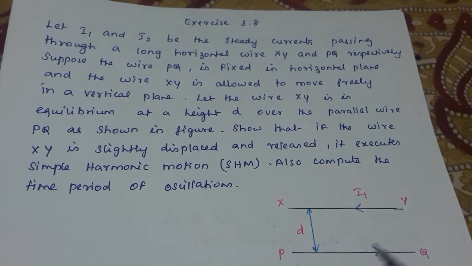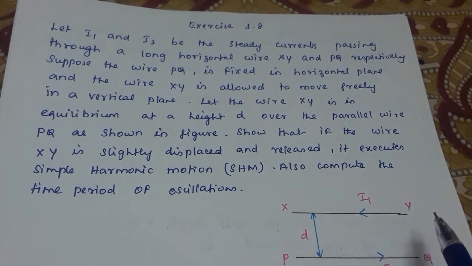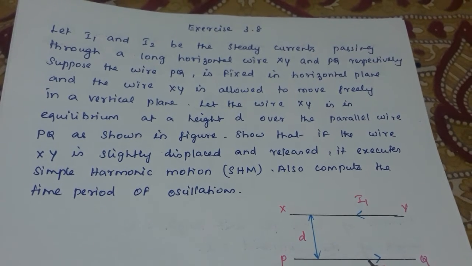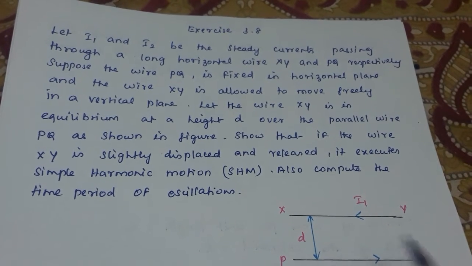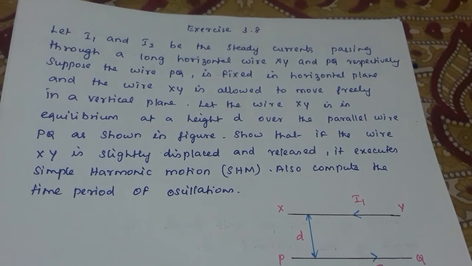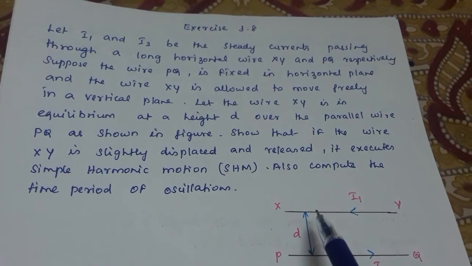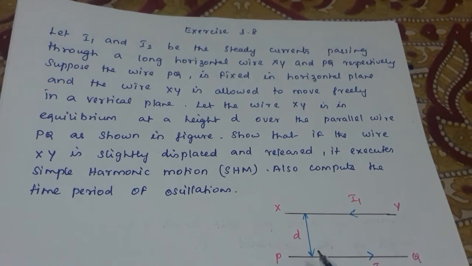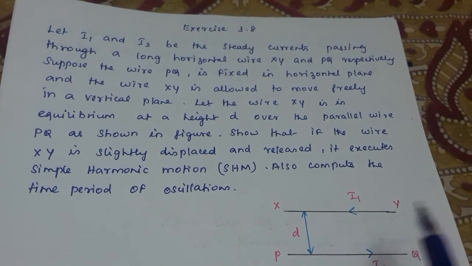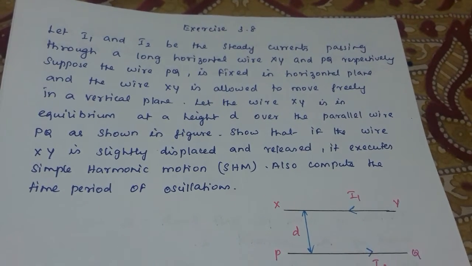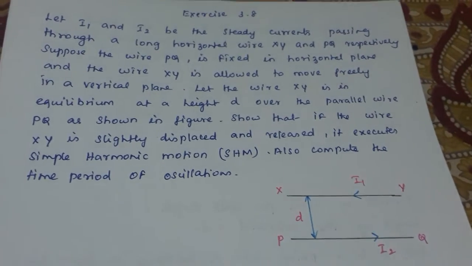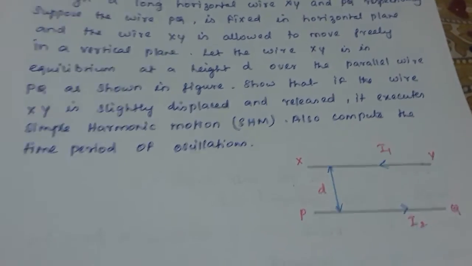Now there are two wires, one is PQ and another one is XY. Here PQ is fixed and XY is allowed to move freely. Let XY be at equilibrium at a height D as shown in the figure. Now if the wire is slightly displaced and released, it will execute simple harmonic motion. We have to show that it is executing simple harmonic motion and we have to find out the period of oscillation.